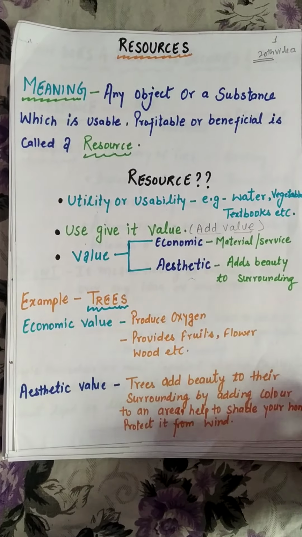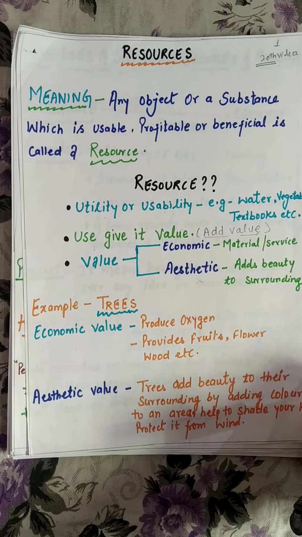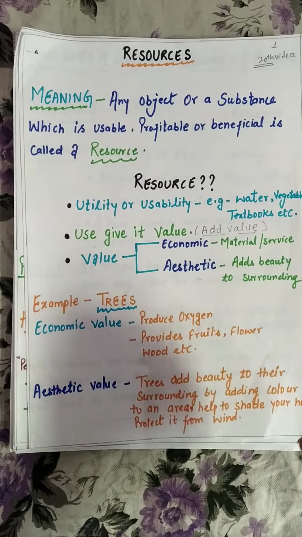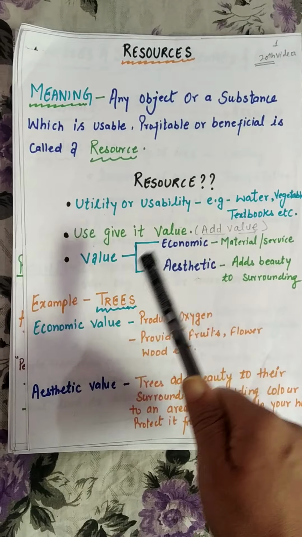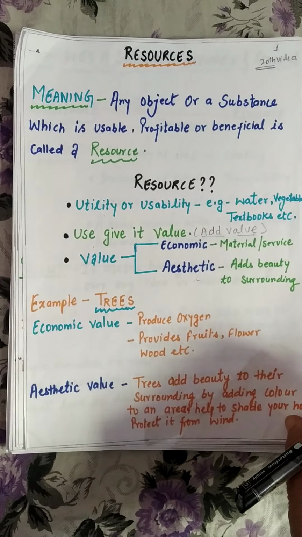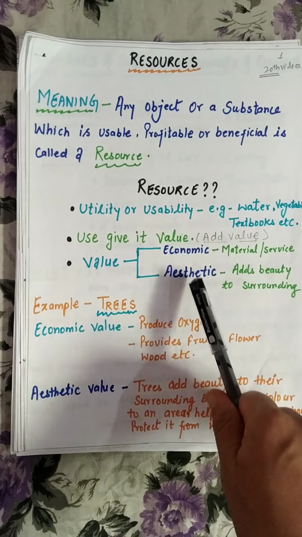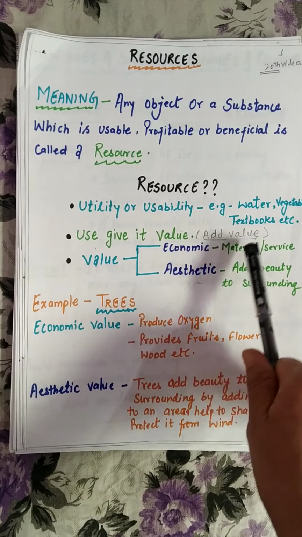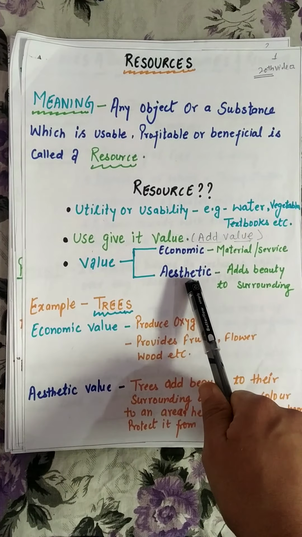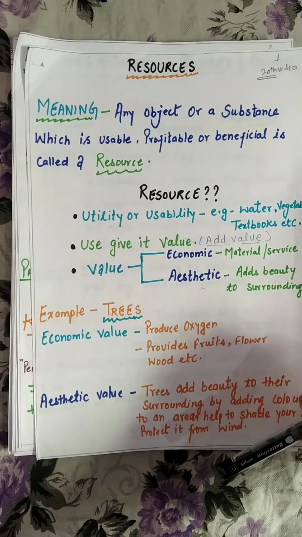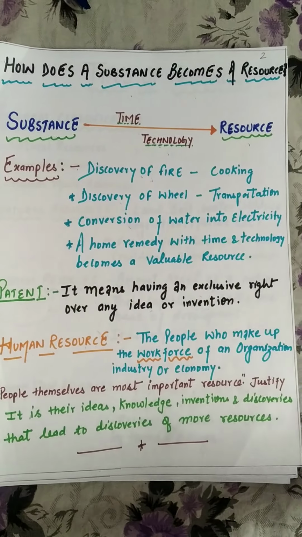The first topic which we did was resources, meaning. So any object or substance which is usable, profitable, which is useful for us is a resource. Under that we understood utility, usability and value also, economic and aesthetic. And I hope this concept is clear, that under economic, material and service will come, and under aesthetic it will add beauty to the surrounding. We have done tree example and river example, and you can do some more in this.